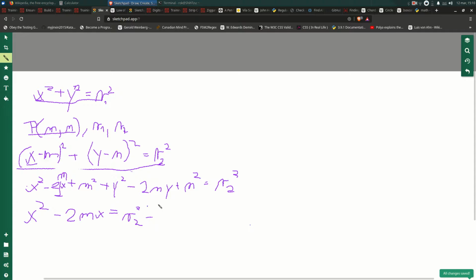Now remember, we have the answers to these variables. We have the answer only to this x. We don't have it. So x equals r2 squared minus m squared minus y squared plus 2ny minus n squared.